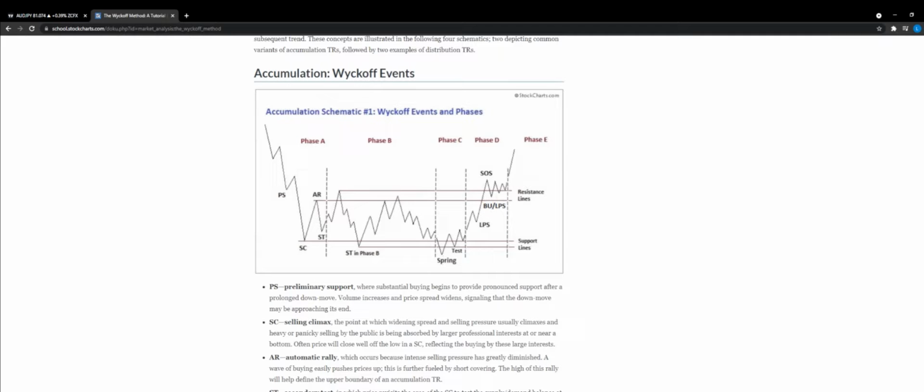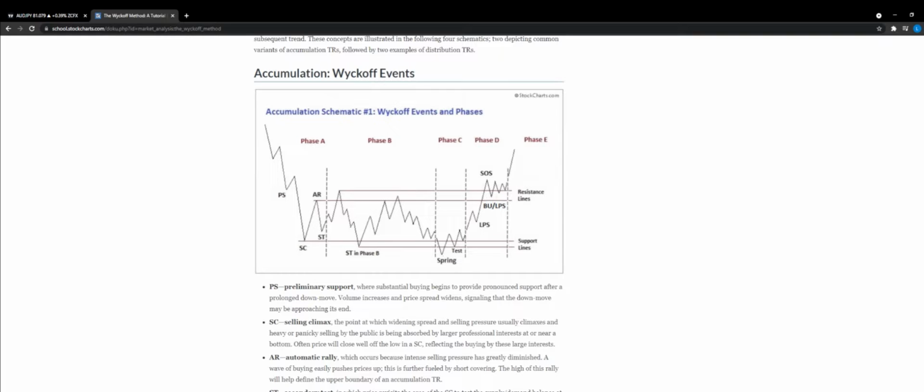Phase D represents the transition between the cause and effect. It stands between the accumulation zone, so phase C, and the accumulation breakout of the trading range, so phase E. So it's just in between those two ranges. Typically, phase D shows a significant increase in trading volume and volatility, and it usually has a last point of support, so LPS, as you can see, making a higher low before the market continues higher.